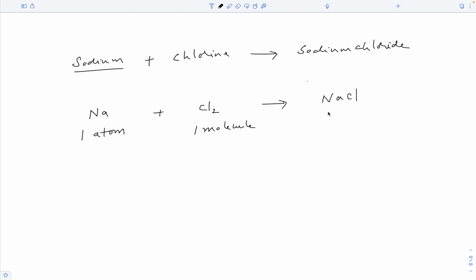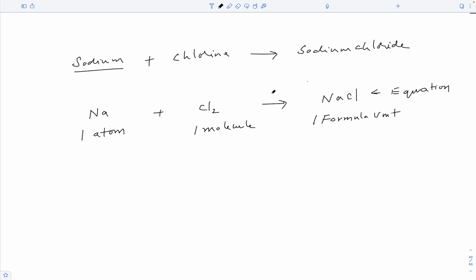Sodium chloride is an ionic compound, and this is the formula of sodium chloride. It is composed of sodium ions and chloride ions. This formula represents the smallest unit of this compound. That is why this is called formula unit. Remember, ionic compounds do not contain molecules. Again, this formula represents exactly one formula unit. And if you represent a chemical reaction using symbols and formulae, it is called a chemical equation.